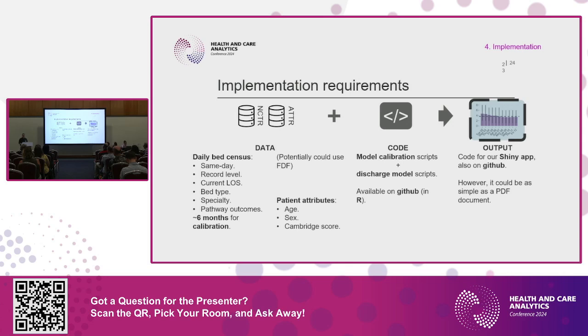I don't know if you've heard of the faster data flows. This is a new flow that's been trickling in. I don't use faster data flows because we had this NCTR flow before, and I didn't want to migrate my code over to a new data flow. But I've looked at it, and they do essentially contain the same information. So if you are picking up that flow, I think you'd be able to calibrate your model and run it on that. And then patient attributes. In particular, I'm using age, sex, and the Cambridge score, but any comorbidity index would do as well, I'm sure.